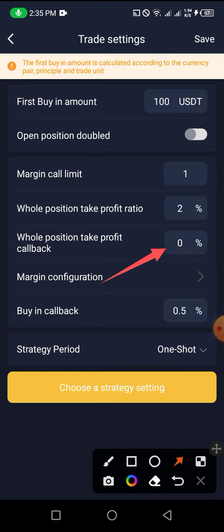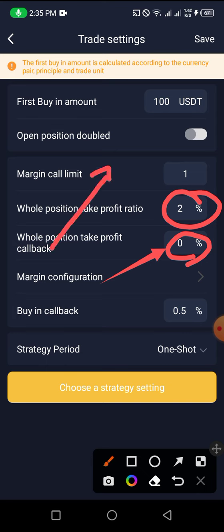Now if you want to take exactly 2% without it being affected, then you will keep this at 0. But if you want to leave it open to give a possibility of the market moving beyond 2% before it begins dropping, you can set it to either 0.1, 0.2, or leave it at the default, which is 0.3. That is at will.